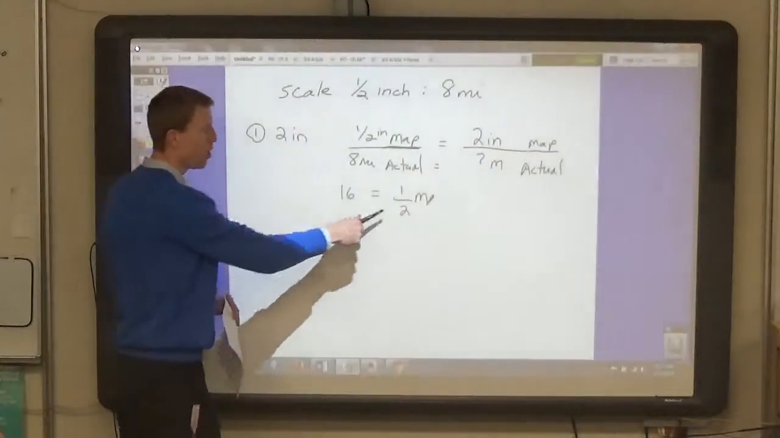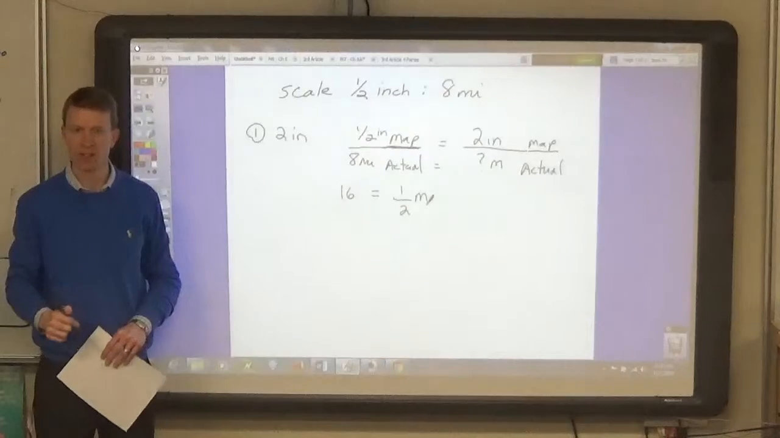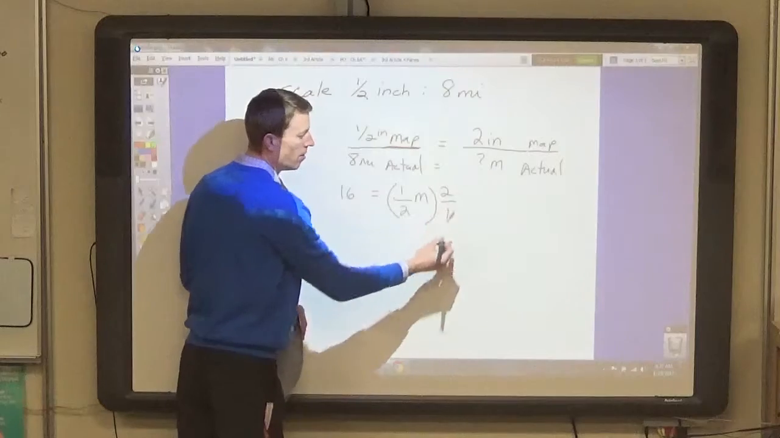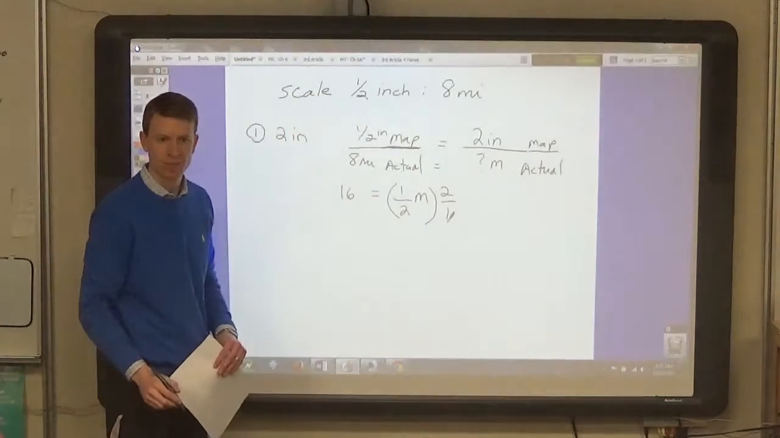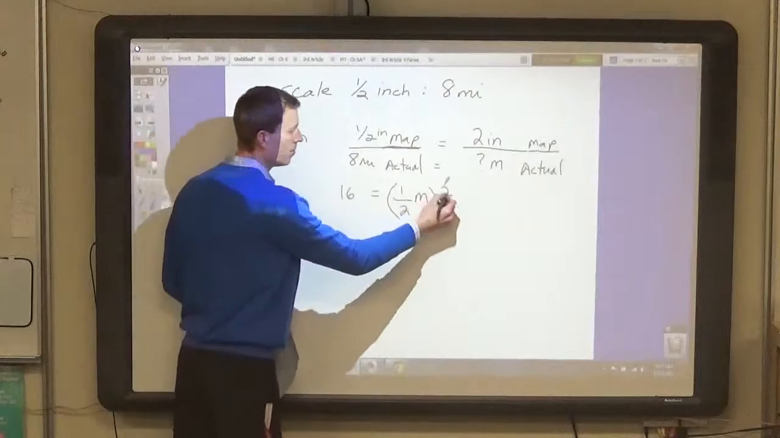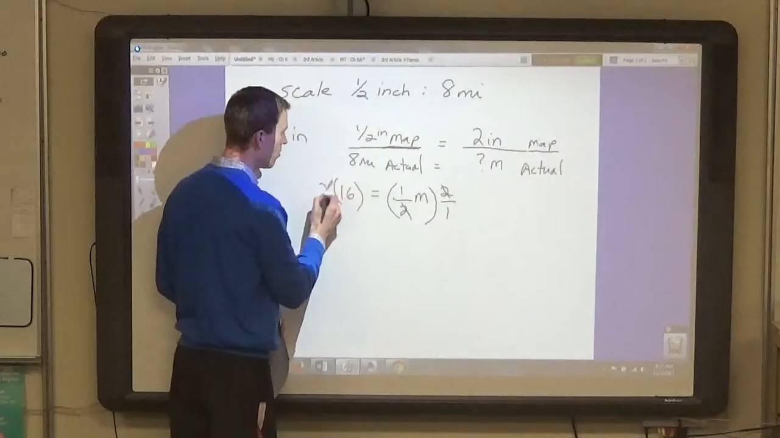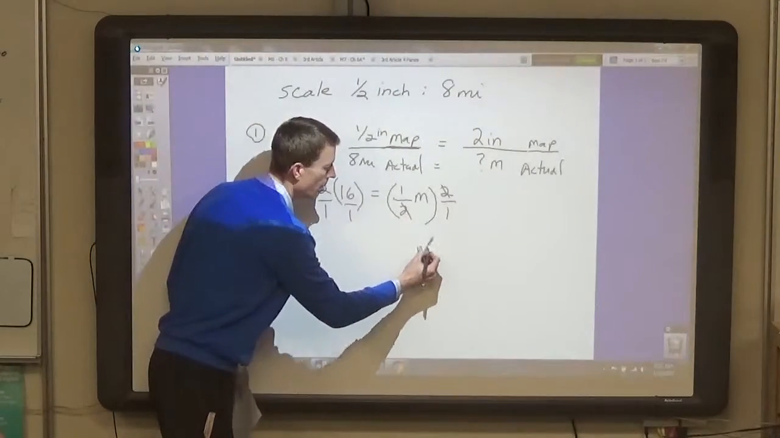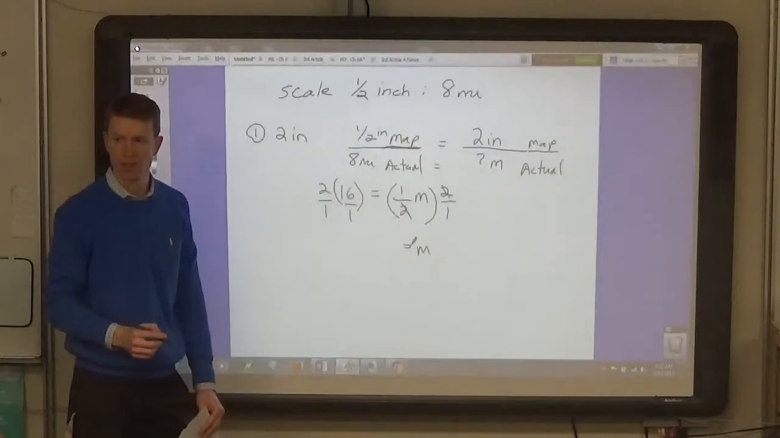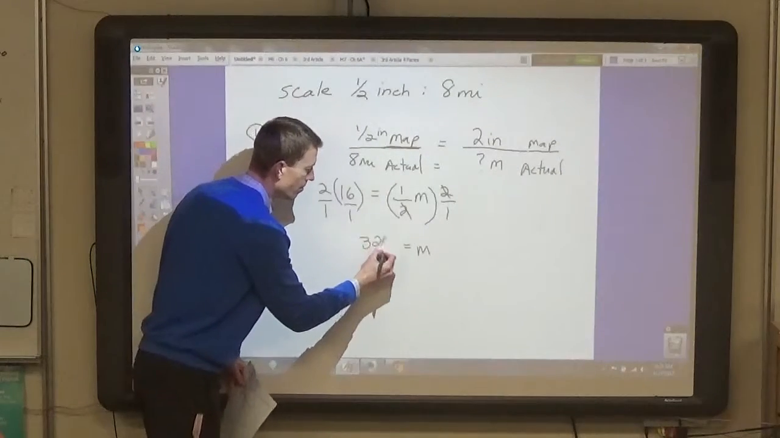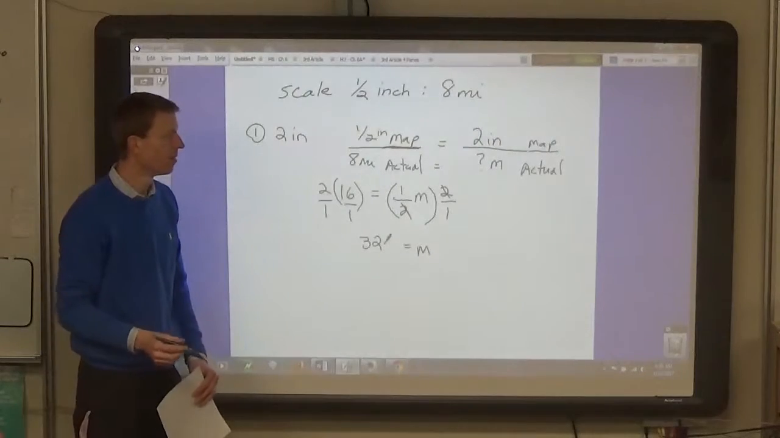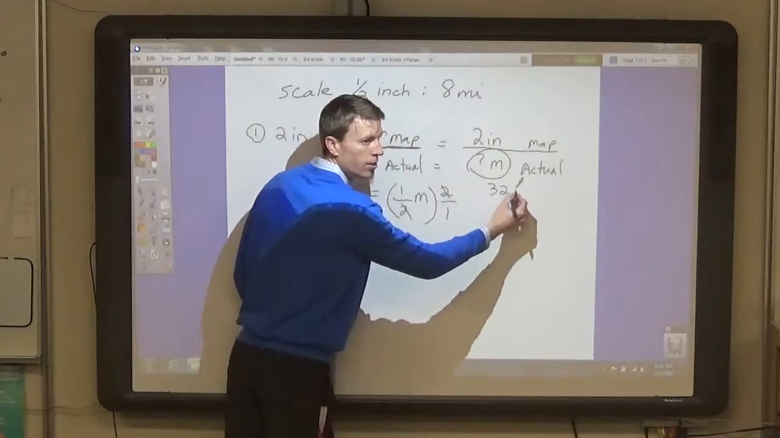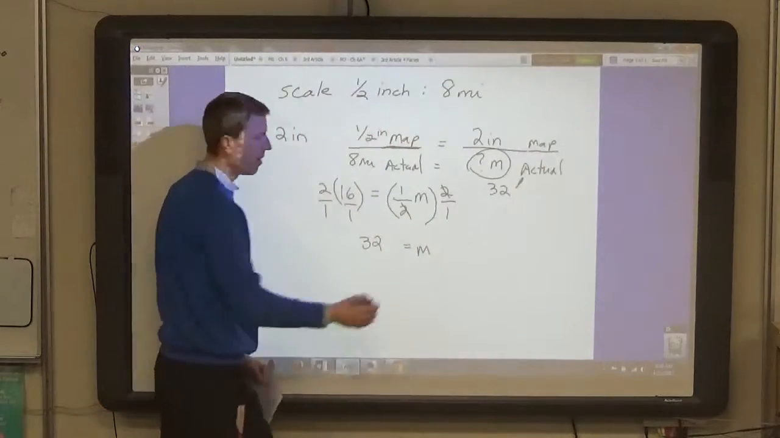Then do you remember how to solve this with a fraction? Multiply by its reciprocal. 2 over 1. Multiply this by 2 over 1. And so m equals 32. 32 what? Since we're finding the actual distance, this is 32 miles.